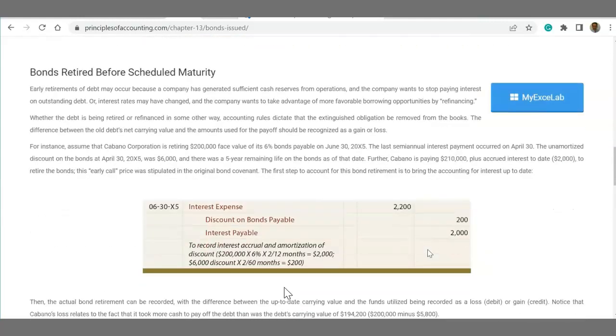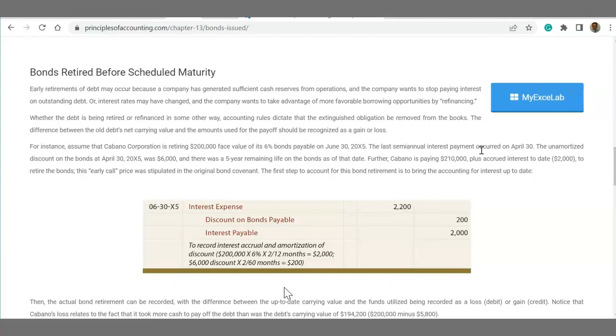Okay, there are other issues. How about if the bond is retired ahead of time, before the maturity? It depends on when it's retired. So let me read a little bit. For instance, assume that Cabano Corporation is retiring $200,000 face value of 6% bonds payable on June 30th of 2015. Okay, June 30th. Let me read the rest.